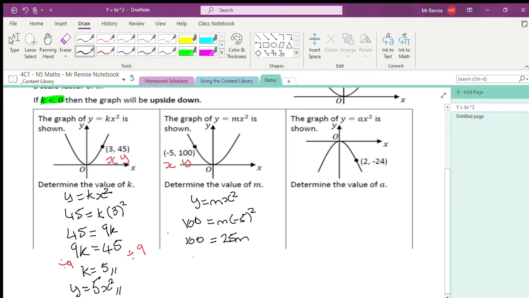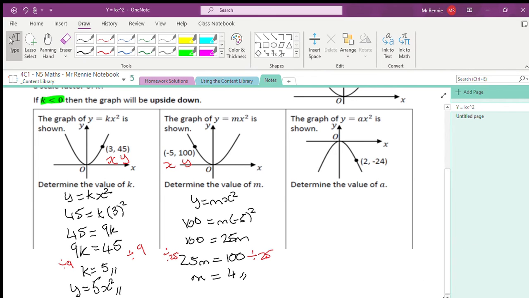Okay, so that's how I've got that far. I'm now solving the equation. I'm going to flip these over so that I can solve this from the left hand side. So it would be 25m equals 100. I then divide both sides by 25. Therefore, my m value will be 100 divided by 25, which is 4.